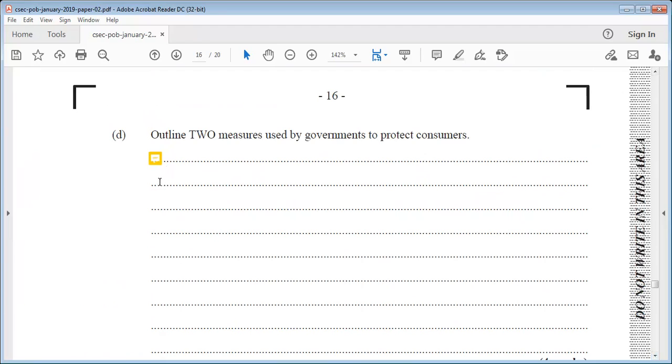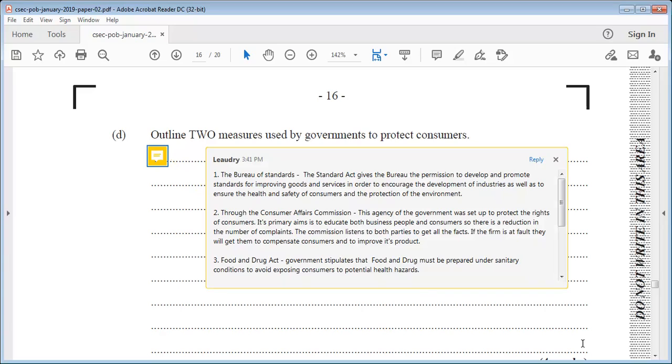It says outline 2 measures used by governments to protect consumers. 1, the Bureau of Standards. 2, through the Consumer Affairs. 3, Food and Drug Act. Let's explain them a little bit.